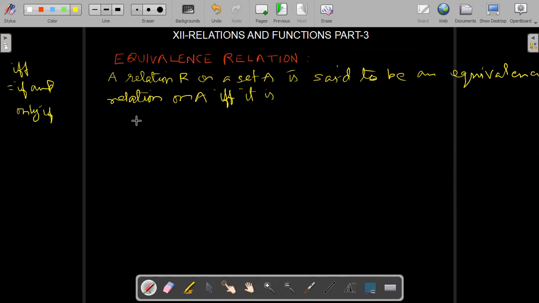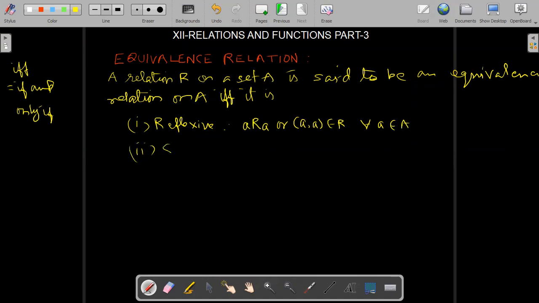So number one, if the relation is reflexive. And what is the condition for reflexive? We can write: for all a belongs to A, every element is related to itself, a is related to a, or (a, a) belongs to R. 1, 1, 2, 2, 3, 3, 4, 4, we have seen the example.